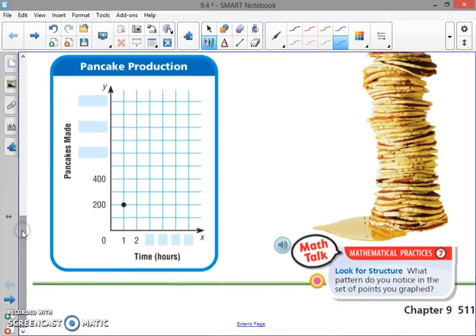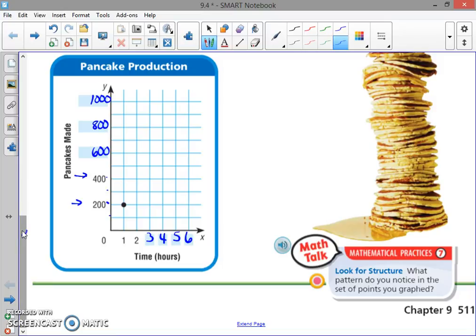Well, look, they've already started with the intervals. So obviously we're going by 100s, right? So this is 0, 100, 200, 300, 400, 500, 600, 800, 900, 1,000. Okay, and that's a pretty easy way to do it. And then down here, we're just putting our hours in. And then all we have to do is plot our points.